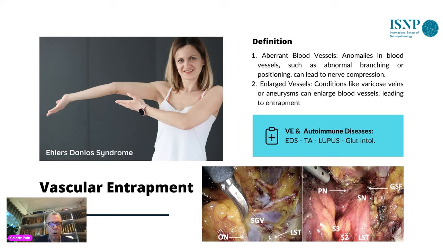So, over the last 2 years, we made a retrospective study where we checked for possible causes why our patients develop a vascular entrapment with compression of the sciatic nerve. And what we discovered is that more or less 30 to 40% of the patients with vascular entrapment are suffering from an autoimmune disease. And the most frequent autoimmune disease correlated with a vascular entrapment is what we call Ehlers-Danlos syndrome.